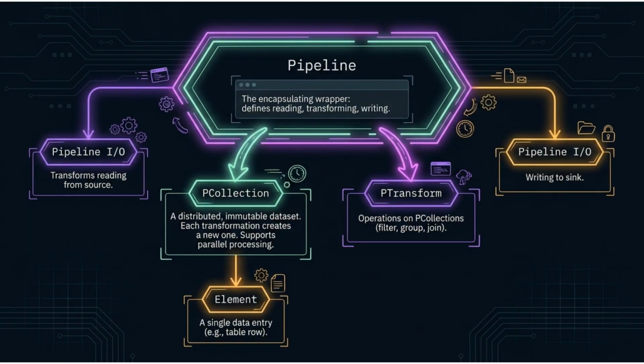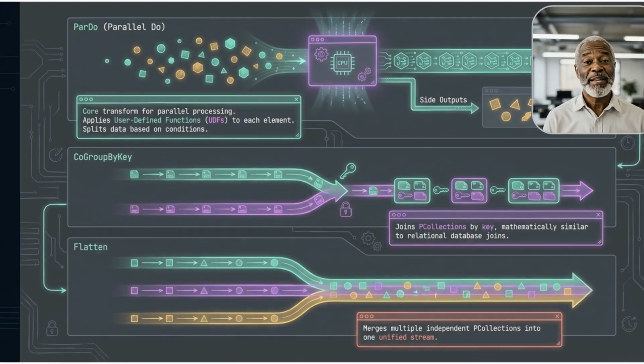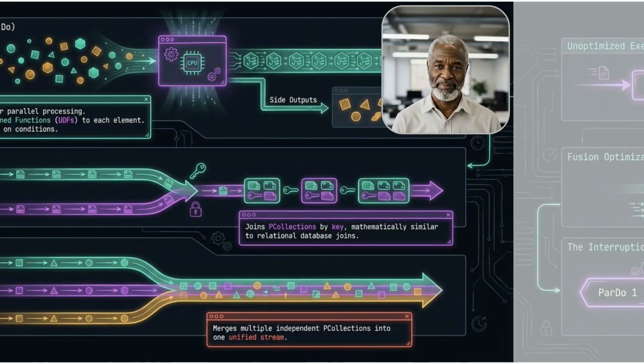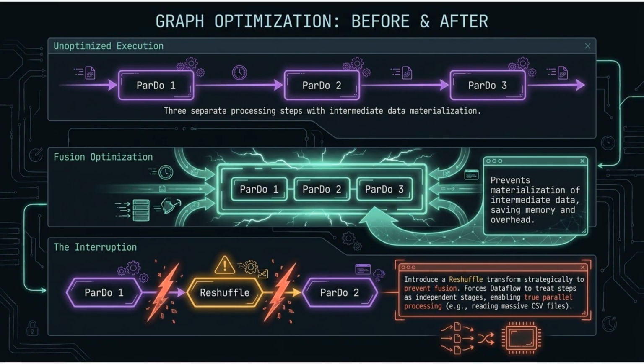The core concepts of a Dataflow pipeline are the pipeline, which defines the process, pipeline I/O for source and sink interaction, PCollections, which are distributed datasets, and PTransforms for operations. Key PTransforms include ParDo for parallel processing, CoGroupByKey for relational joins, and Flatten to merge multiple PCollections into a single stream. Graph optimization improves efficiency.